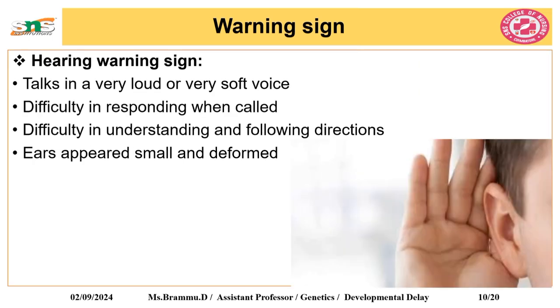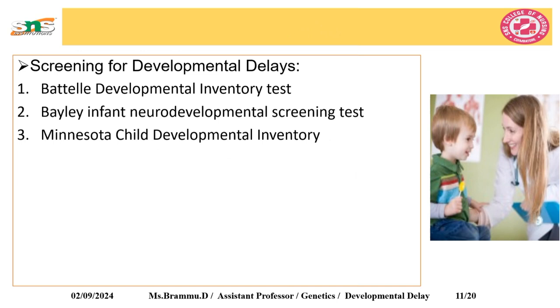And the hearing warning signs would be that they'll be either very loud or very soft. They either shout with arrogance and aggressiveness, or they are so soft and mute that we don't know whether the child is there in that particular house. They have difficulty responding when you call them by their name, and they are not able to understand our directions. The ears may appear very small, deformed, or malaligned, which shows that it is also a major developmentally significant change in developmental delay.